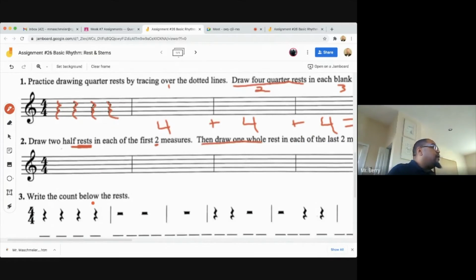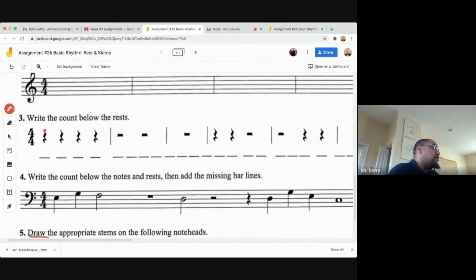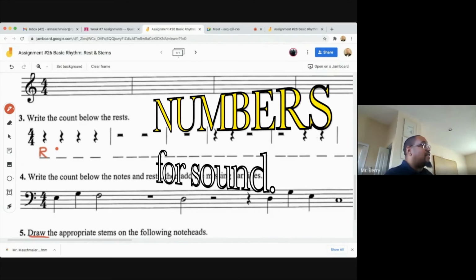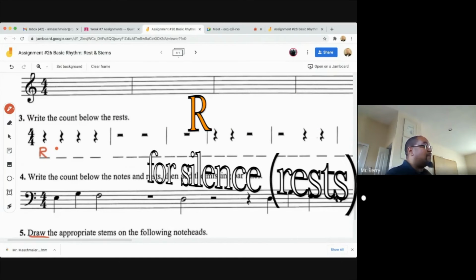Okay, so number 3, writing down the counts for rests. Now, this is going to look completely different from what we did yesterday. Yesterday, when we wrote the counts out for notes, we were writing numbers, and then we were putting dashes between numbers depending on the value of those notes. Now we're dealing with rests. Whenever we are writing counts for rests, we are going to put an R to represent the rest, okay? Which is different than the notes. The notes represent sound. That's why we put numbers. The rests are silent. So we're going to put an R to represent a silent count.